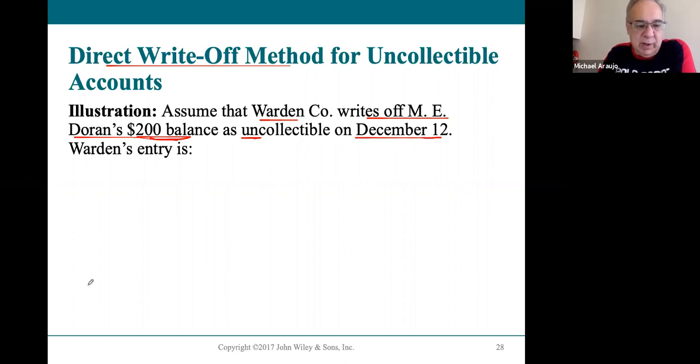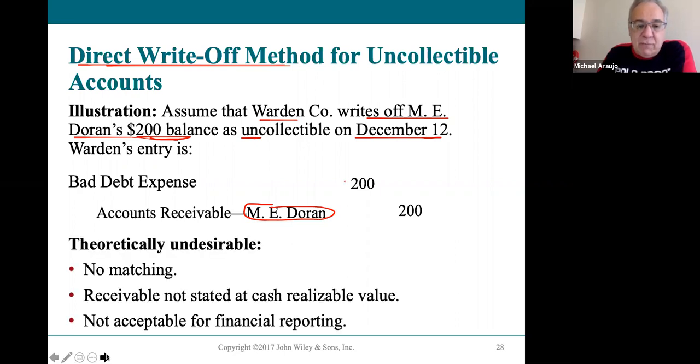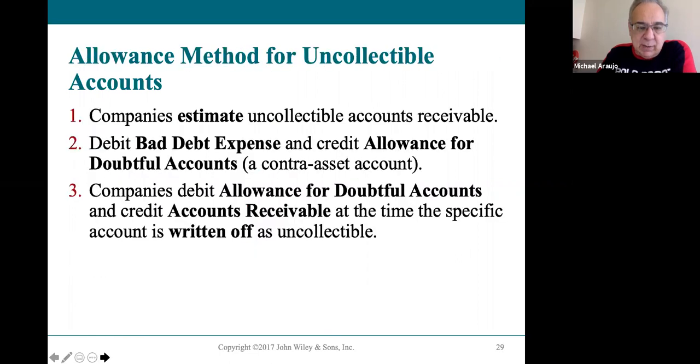So what do they do? Well, they can simply expense it. So what they can do with the direct write-off method is simply debit the bad debt expense for the amount that's owed, credit the accounts receivable for the client to zero out the client's balance. Now they're not expecting anything from that client because the client's no longer part of the receivable record. Okay, they've written that client off. Corporations can't do it. As you see, this is not desirable. What they have to use is something called the allowance method.